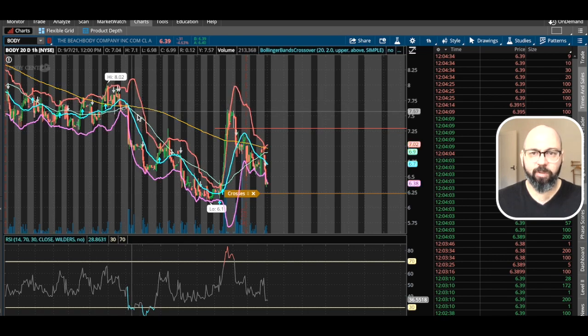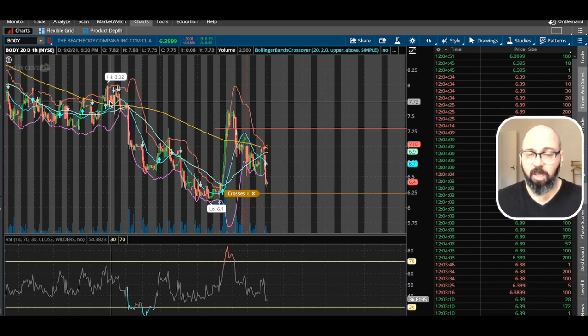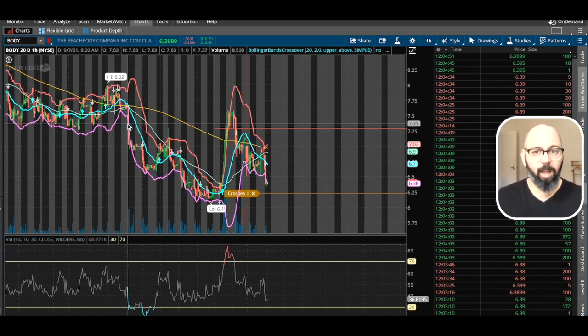When it crosses below moving averages, for example, like it does here, this is the 200-day, this green is the 50-day, this blue is the 20-day. When it crosses below, it's a bearish indicator. When it crosses below all three, that's a bad sign. So I like to sit back and wait.